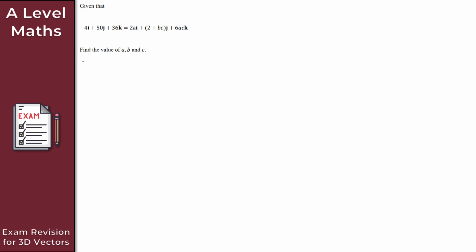So as we can see then for question 1 here, there's not really a whole lot going on. We're just given that -4i + 50j + 36k is equal to 2ai + (2 + bc)j + 6ack. The question just wants us to find the values of a, b, and c. So we can easily do this then just by equating coefficients here. Let's just make a note then that we need to equate coefficients.